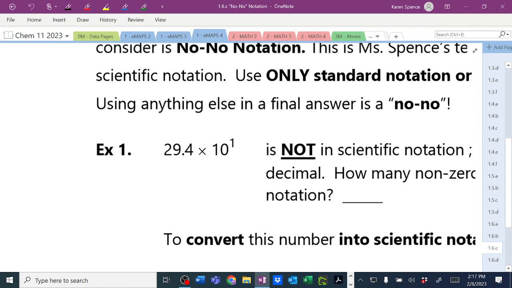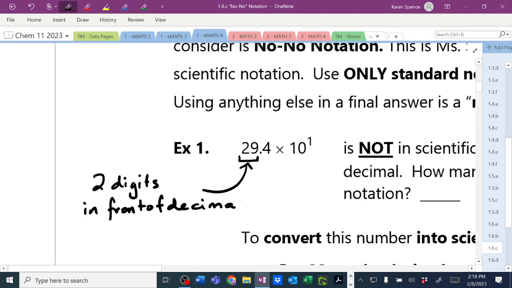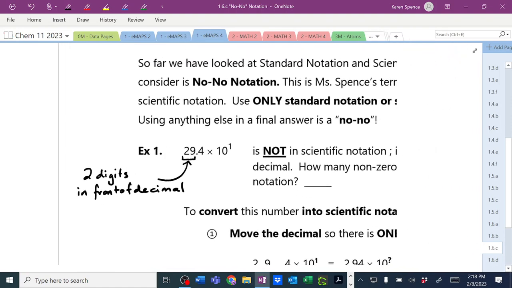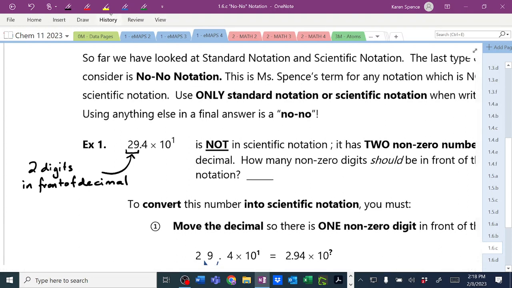Okay, so what's wrong with it? What do we have in front of our decimal? We have 2 digits in front of the decimal. When you're in scientific notation, how many are you allowed? 1. So how many non-zero digits should be in front of the decimal in scientific notation?